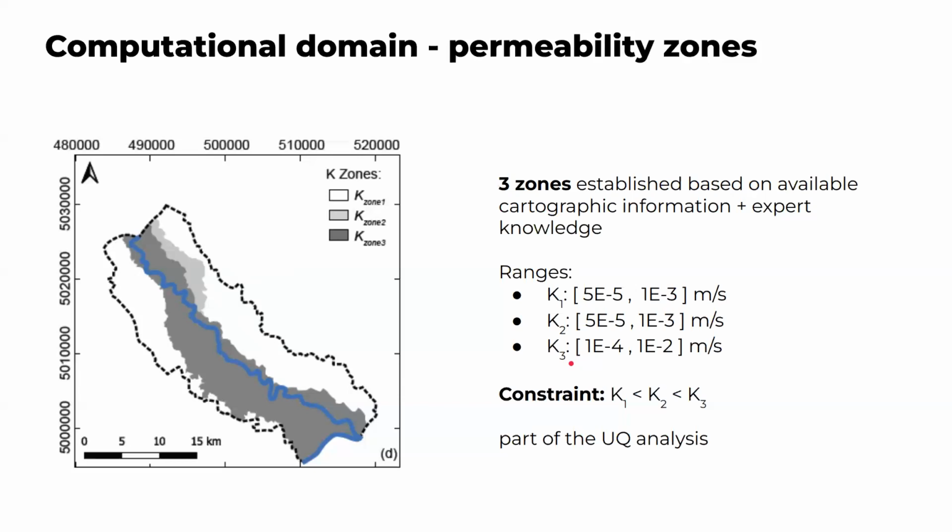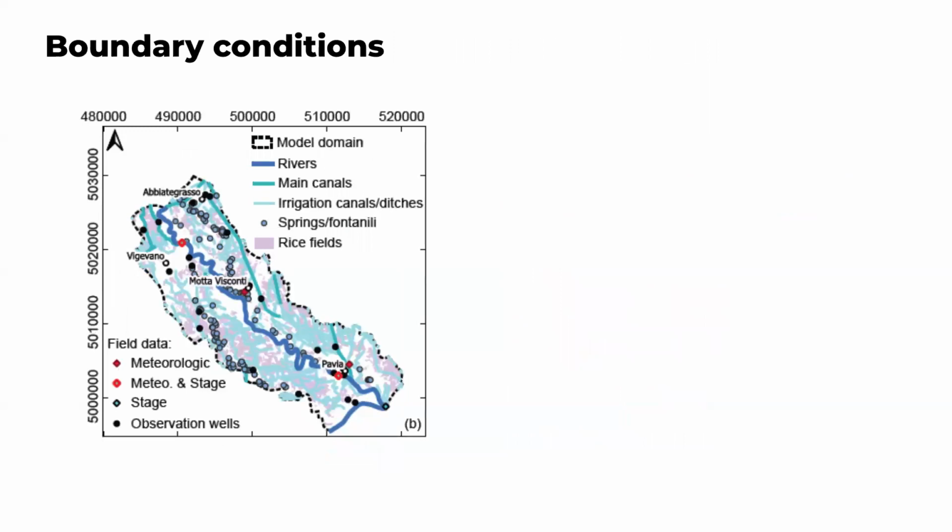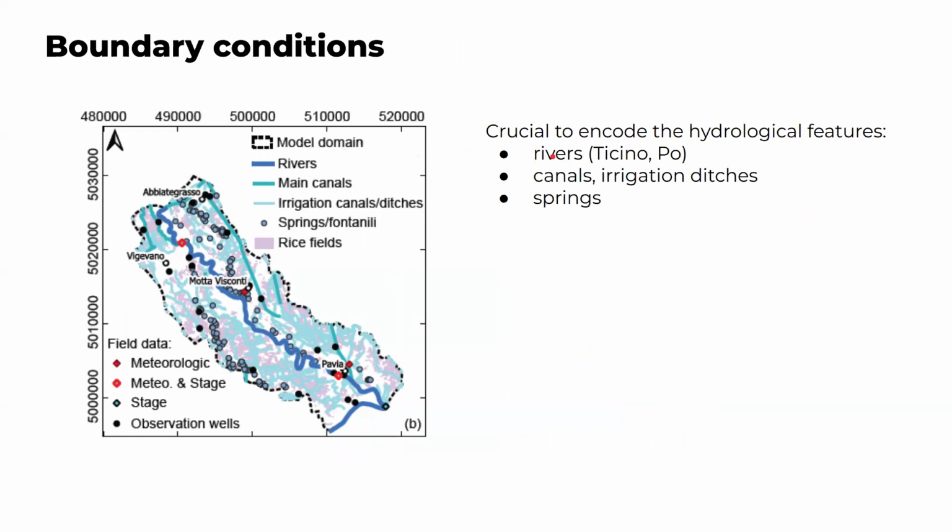Okay. Then there's a lot of discussion on boundary conditions. The boundary conditions are crucial because it's where we encode the hydrological features of the thing. So it's where we actually impose rivers, canals, ditches, springs, and recharge of the aquifer from rain and recharge of the aquifer from rice fields. Remember that our goal is actually to understand how much the rice fields contribute to the overall dynamics of the aquifer. So in practice, we want to be sort of accurate about how we describe rice fields.